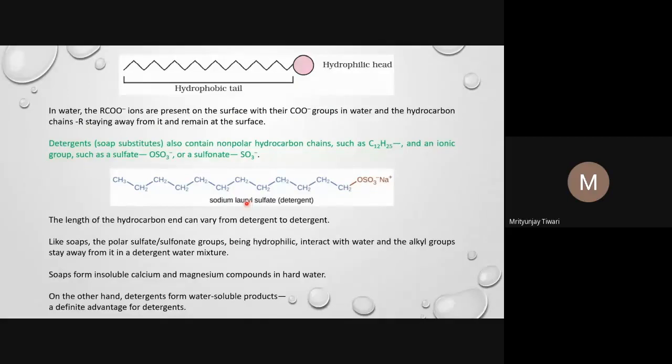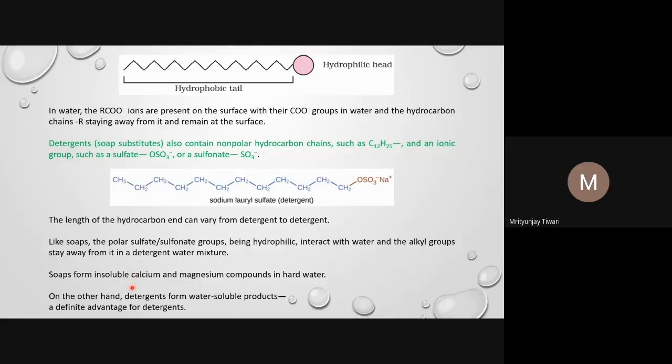Like soaps, the polar sulfate or sulfonate groups, being hydrophilic, interact with water, and the alkyl groups stay away from it in a detergent water mixture. So in a detergent water mixture, like a soap water mixture, the hydrophilic group will interact with water and submerge into the water, and the hydrophobic group will stay away. So the detergents also stay, at lower concentration, only on the surface of water.